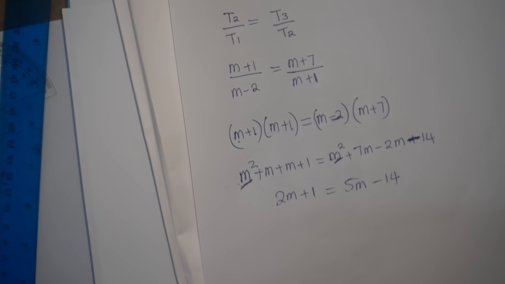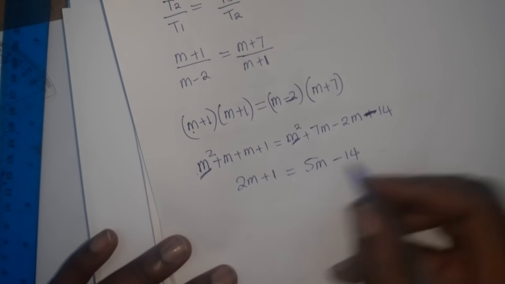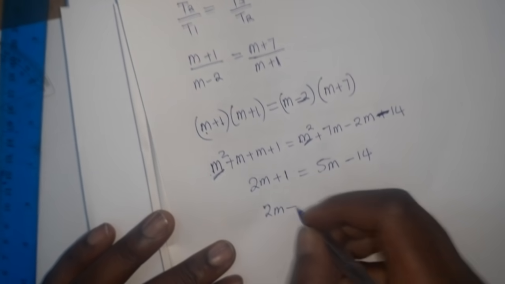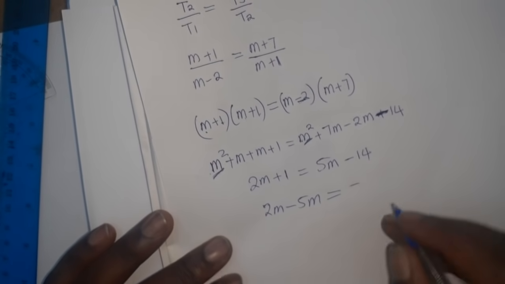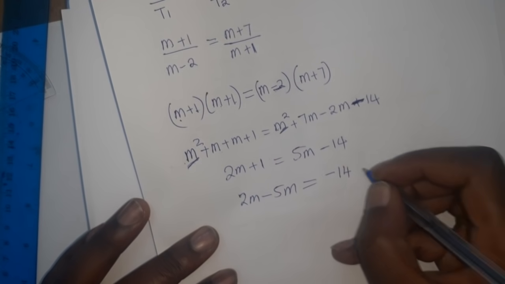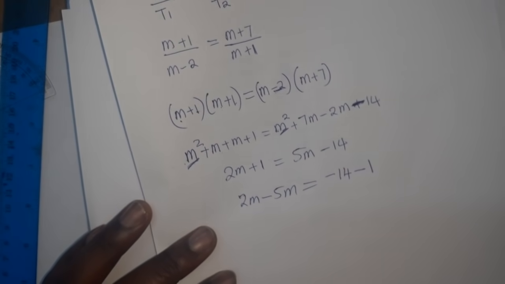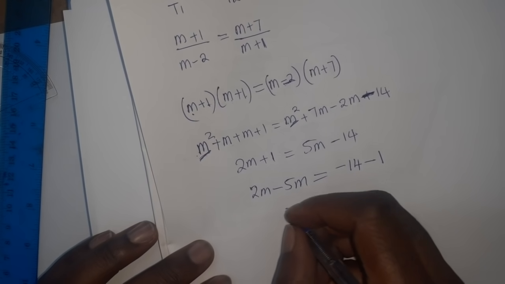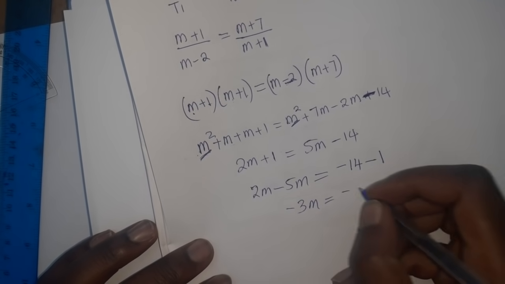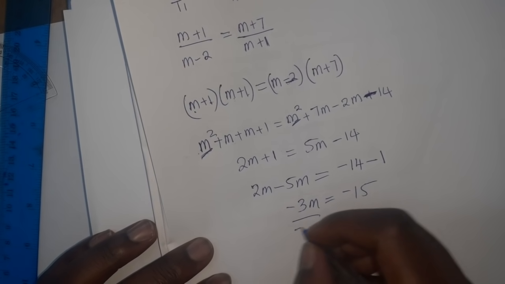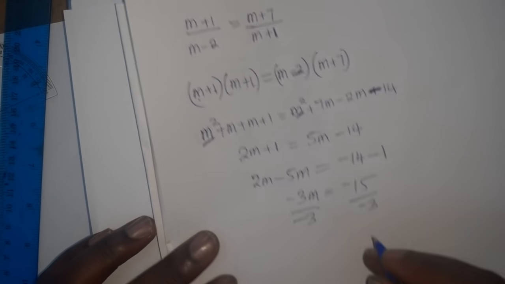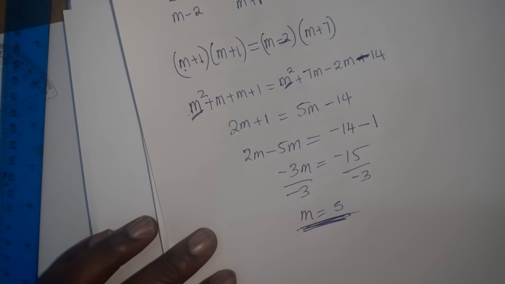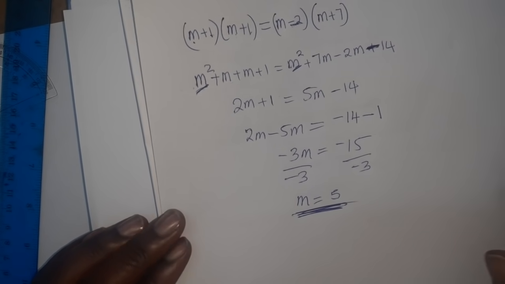This is going to further give us, okay, so we say we're going to have 2m minus 5m is equals to negative 14 minus 1. This one must come the other side. Then, this is going to give us minus 3m is equals to negative 15 here. You divide by negative 3 by negative 3. Our m is equals to 5. That is the value of m. This is what we are getting for m.